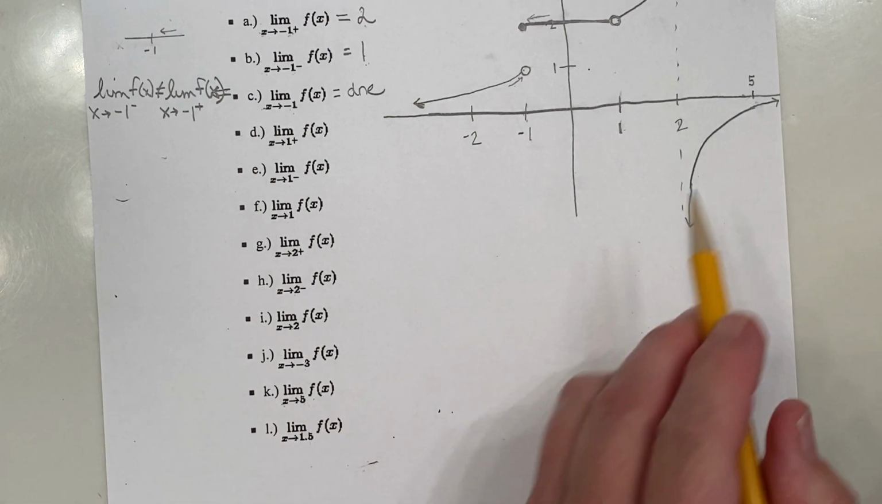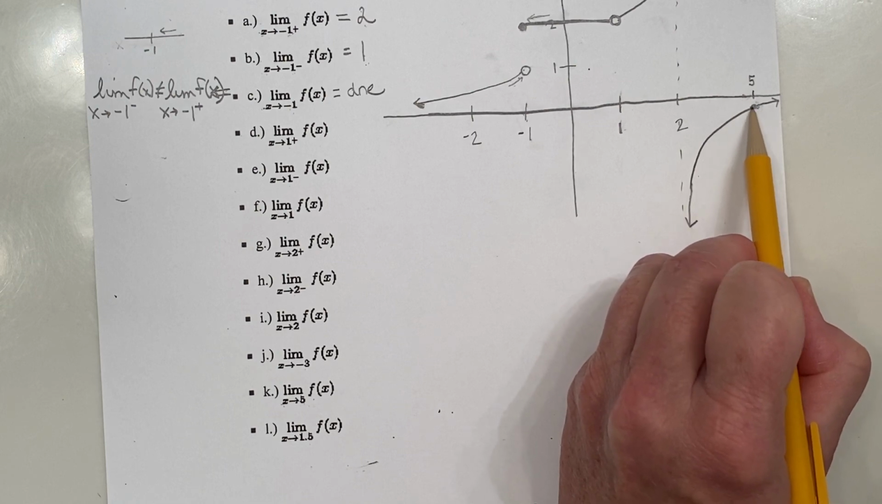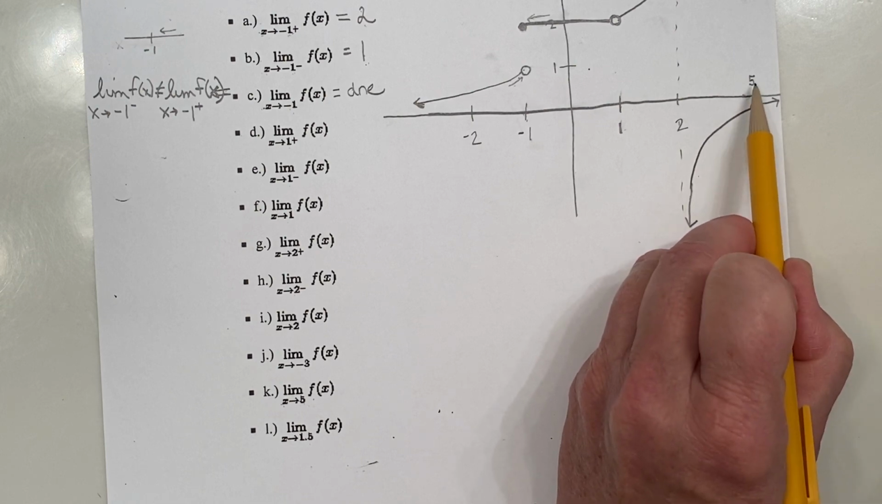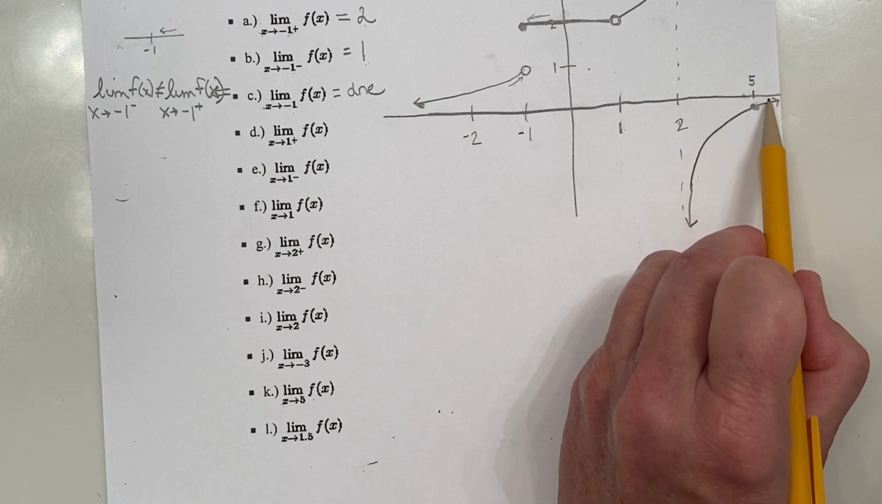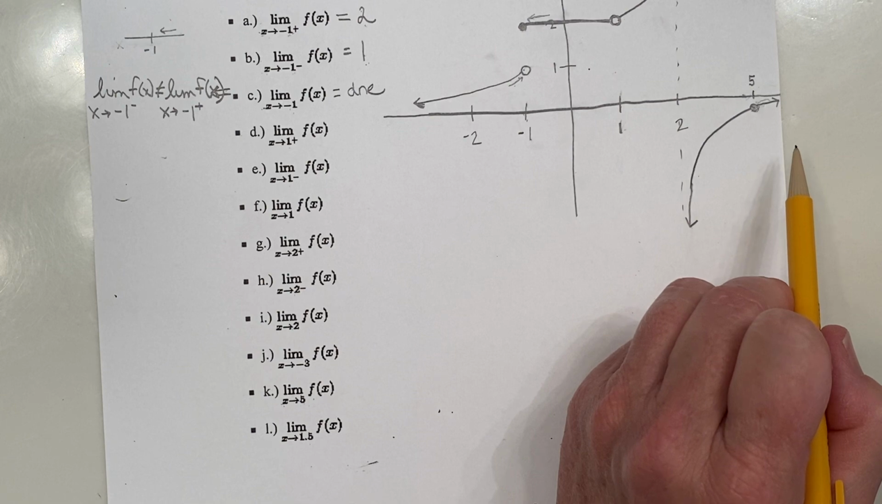So let me think about if I'm at 5, but to the left of it, it looks like the intended height is going to be right here at this point. If I approach 5 from the right, it looks like the intended height is still going into that same point right there.